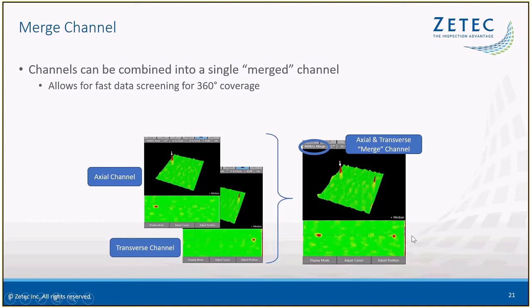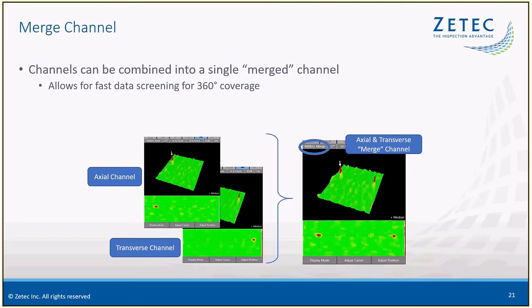What this allows you to do is start the characterization process of what things are oriented in what direction. So if you see something in an axial channel and not the transverse, then you know that it's crack-like and it's in the axial direction.